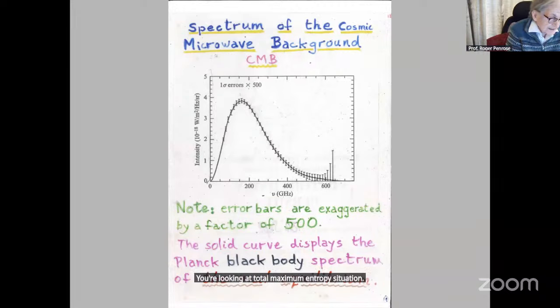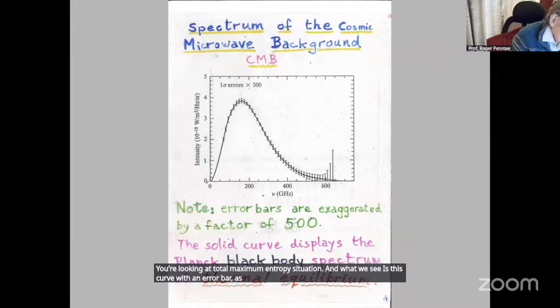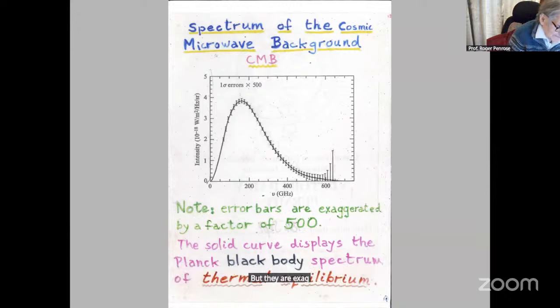And what we see is this curve with the error bars. You will see those are the lines going up and down, the error bars, but they are exaggerated by a factor of 500.